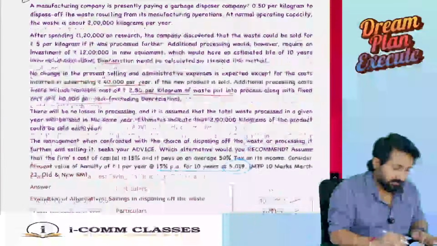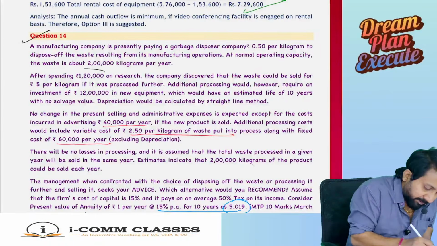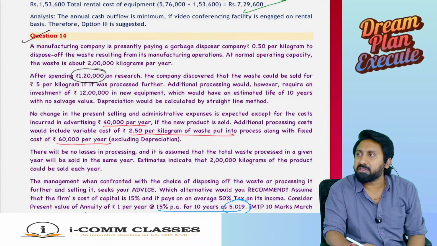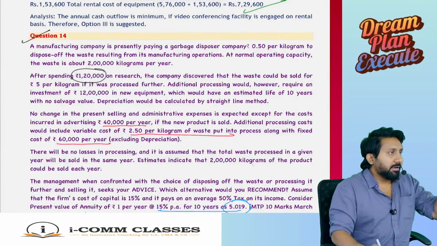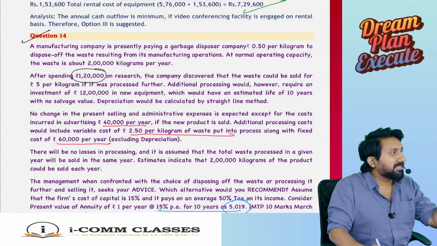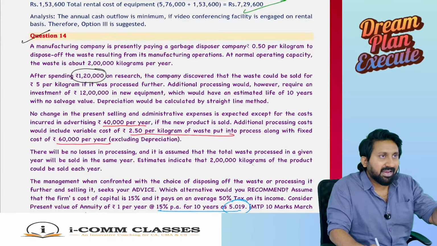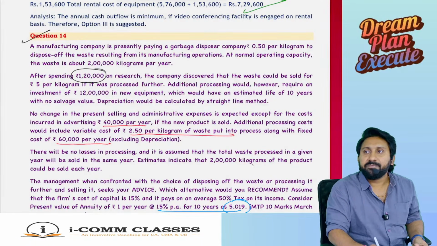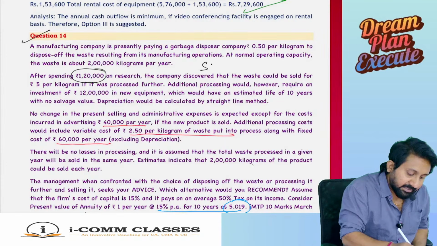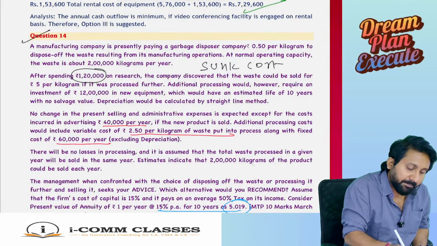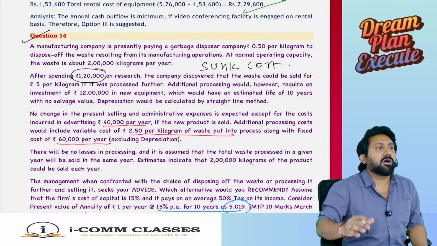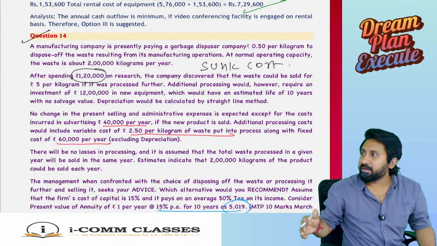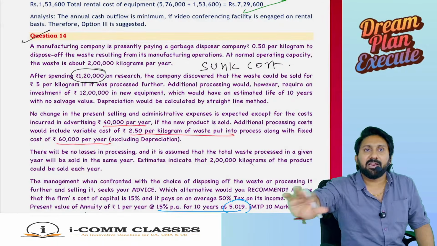Now the question will come. Sir, they have given 1,20,000 on research. Why did we not consider that anywhere in the question? Listen. 1,20,000 rupees is the cost for sale or for disposal of cost or for research. These costs are called sunk costs in costing paper. Sunk cost means cost which has already incurred. It has nothing to do with the sale, nothing to do with disposal.